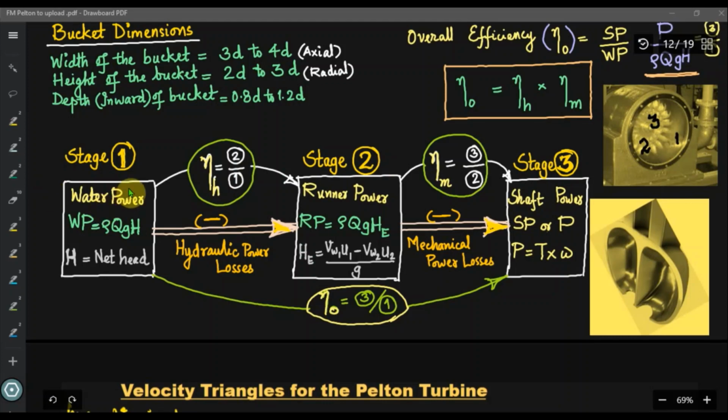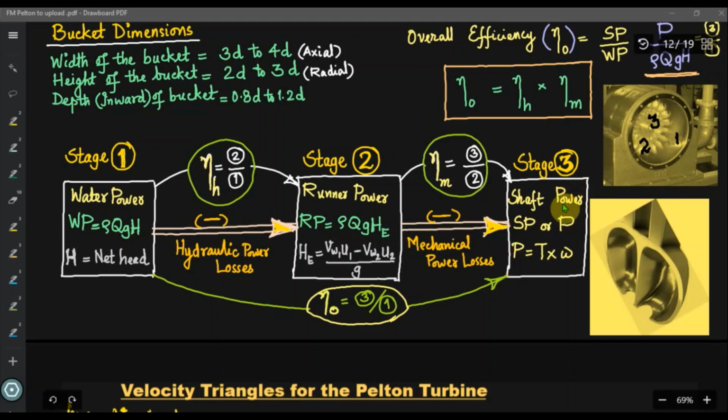When you consider stage 2 and stage 3, the power produced at stage 2 is runner power, and at stage 3 we have shaft power. That is the overall output from the turbine, and the overall input is the water power. Between stage 2 and stage 3 there will be mechanical power losses, so runner power minus mechanical power losses equals shaft power. So as we proceed from stage 1 to stage 3, the available power progressively decreases: water power is greater than runner power, and that is greater than shaft power.